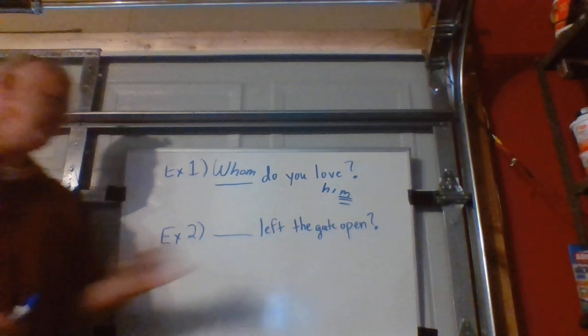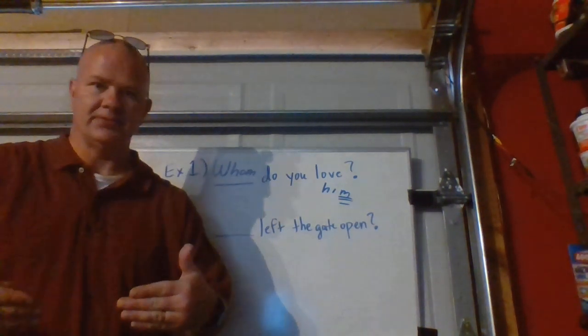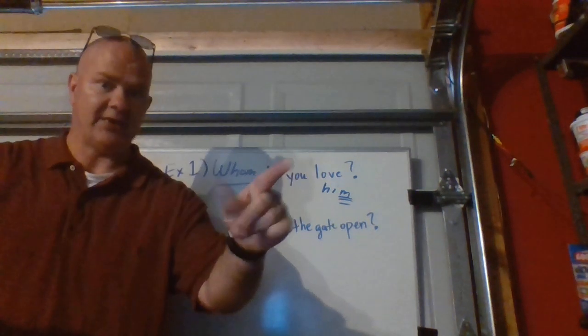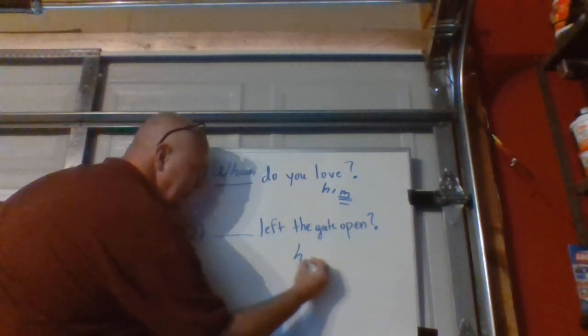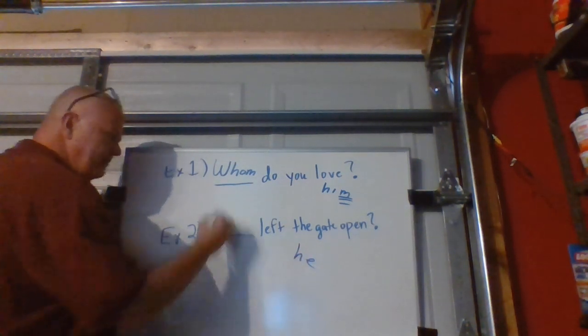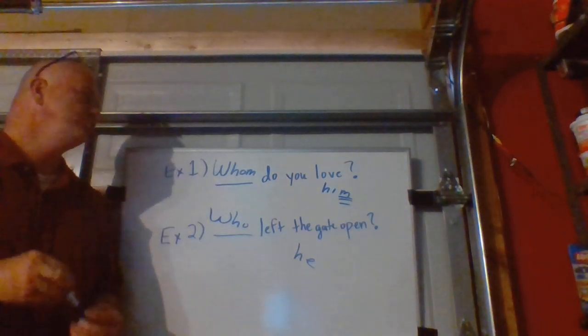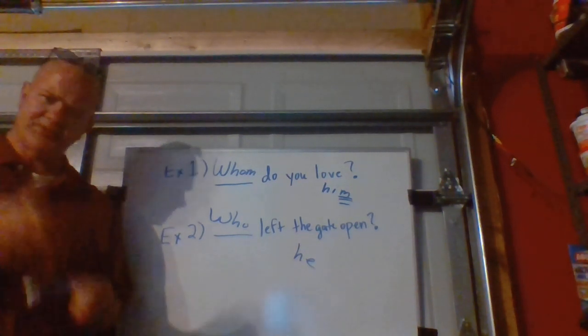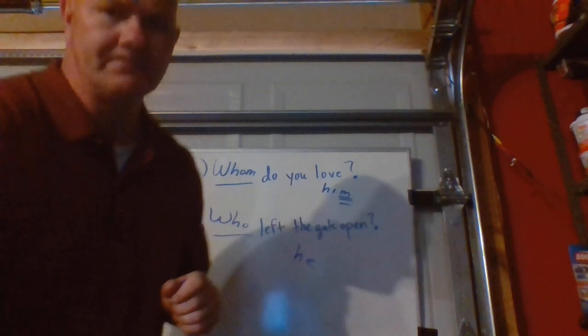Look at example 2. Who left the gate open? You got to answer in a complete sentence. You wouldn't say, him left the gate open. You'd say, he left the gate open. He left the gate open. There is no M there, so just put in the regular word who. Now that is correct. Who left the gate open? Let's look at a couple more quick examples on this. I know this can be tricky for some people.